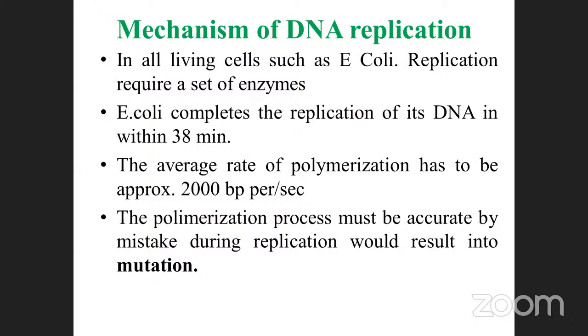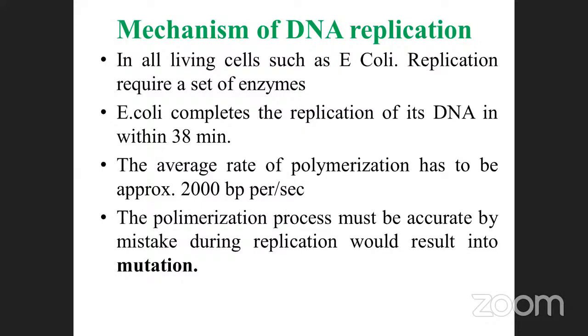The average rate of polymerization has to be approximately 2000 bases per second. In 1 second, how many base pairs will be polymerized within E. coli? 2000 base pairs. Note it down. The polymerization process must be accurate. A mistake during replication would result in mutation.